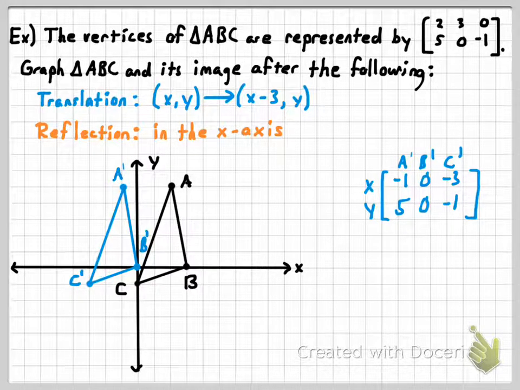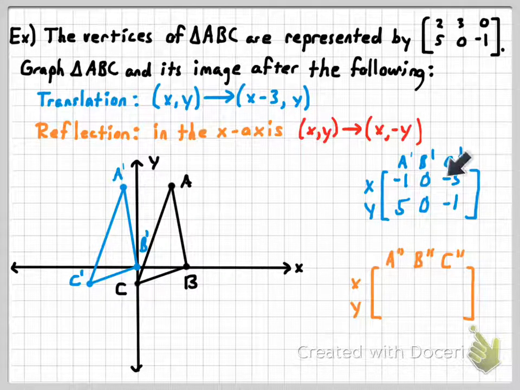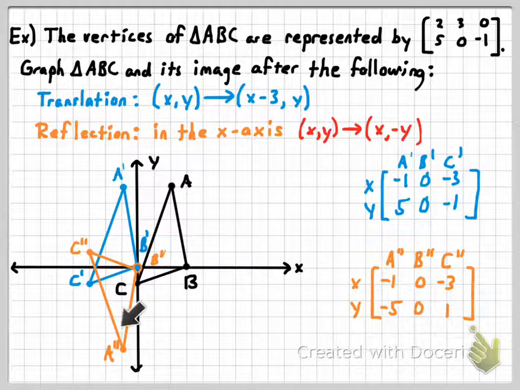Now let's reflect that in the x-axis. Now you might recall that when you reflect something in the x-axis, what happens is that you just make the y-coordinate the opposite of what it used to be. So you have the same x-coordinate, but then you get the opposite of the y-coordinate that you started with. All right, so from here, let's keep all the same x-coordinates. And then let's make each y-coordinate the opposite of what it was. And graph. All right, so there's the final image.